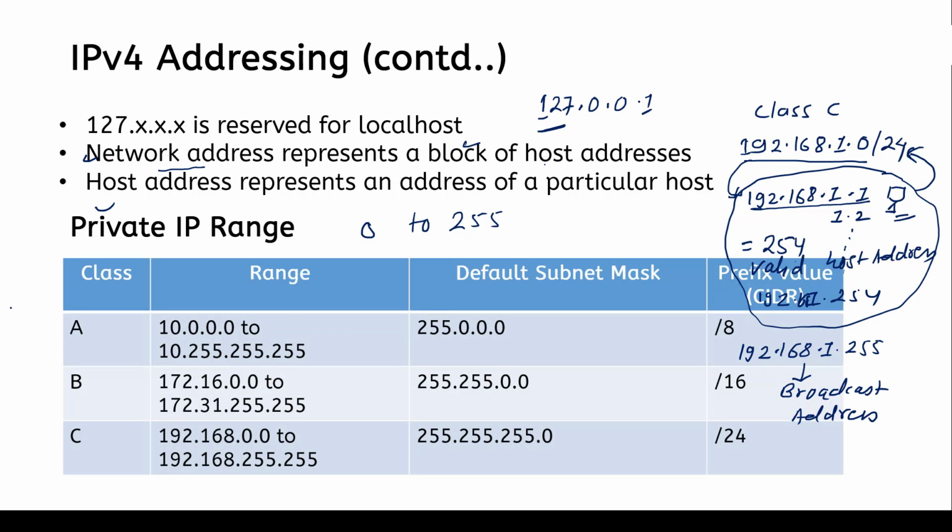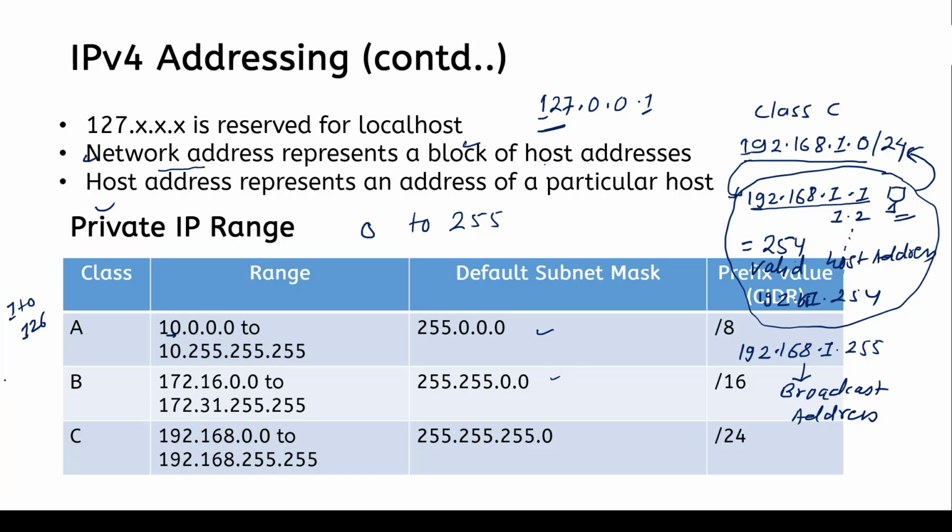Let's see about them from the class A, or from 1 to 126. The range from 10.0.0.0 to 10.255.255.255 is class A private IP address. The class B private IP address range is from 172.16.0.0 to 172.31.255.255. The default subnet mask is the same as the public IP address.